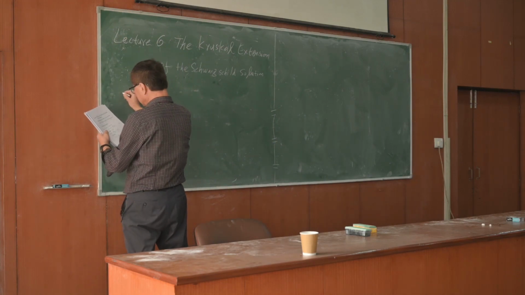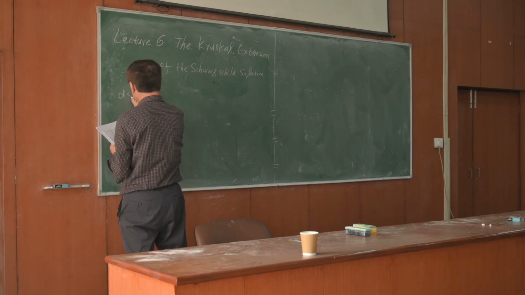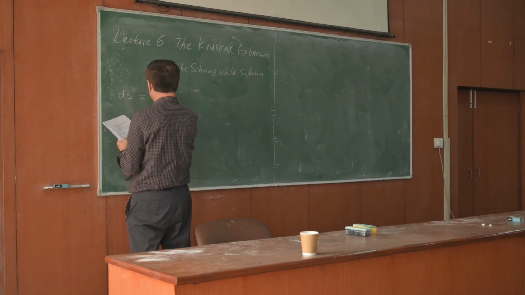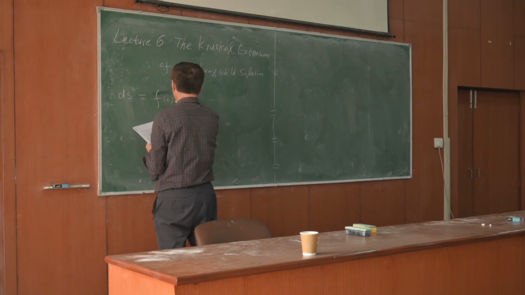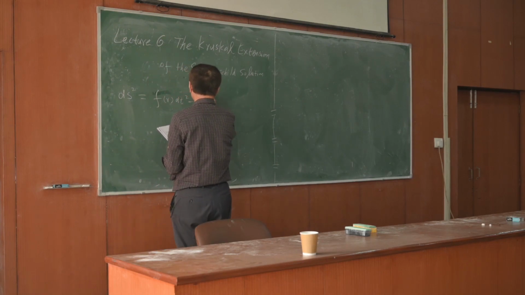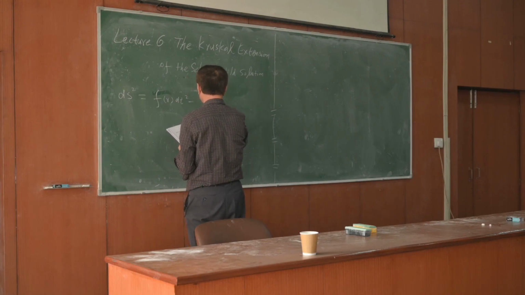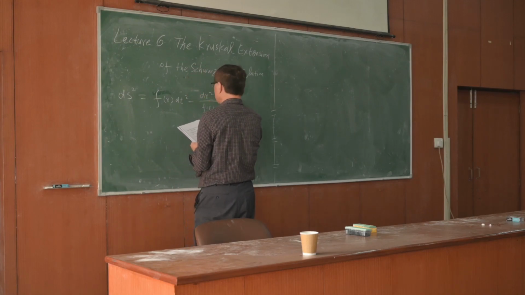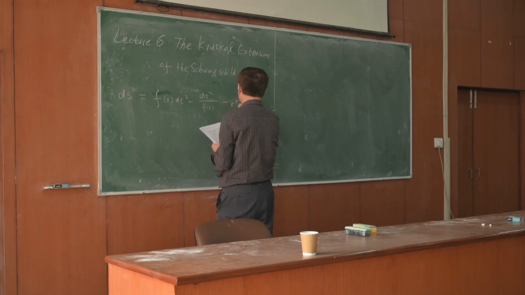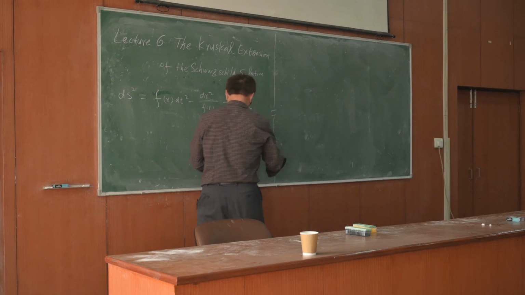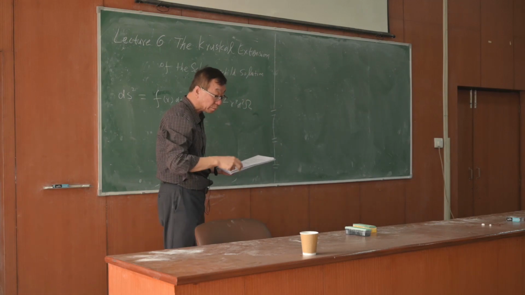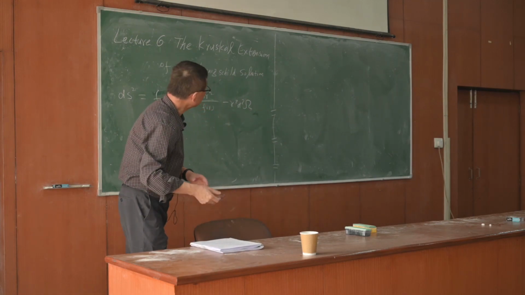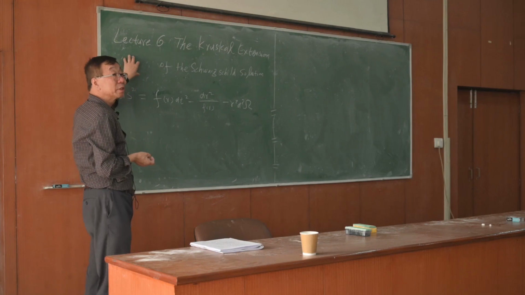So we have ds squared equal to f(r) dt squared minus dr squared over f(r) minus r squared dΩ squared. This is actually the case. We'll see, the idea is very simple.